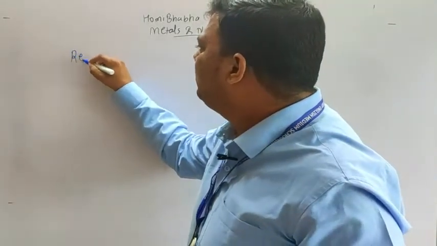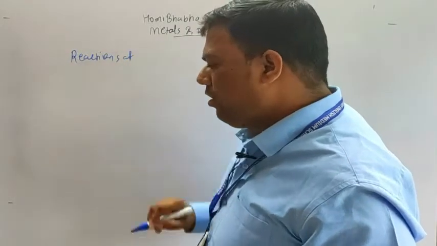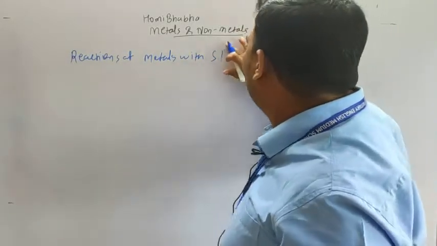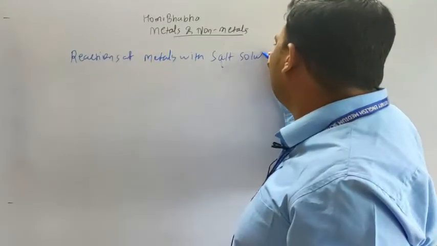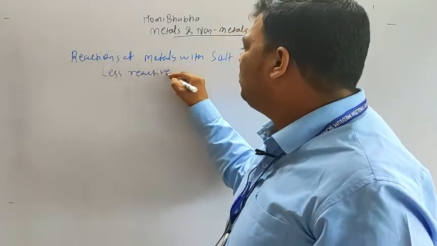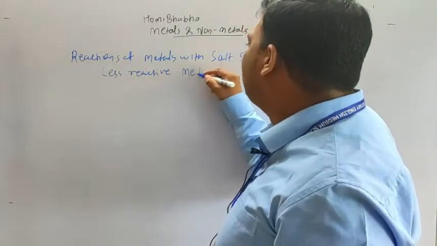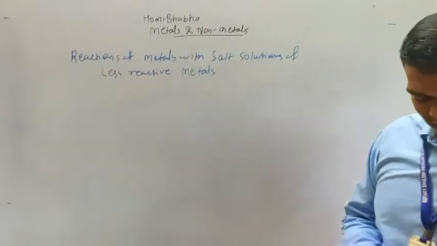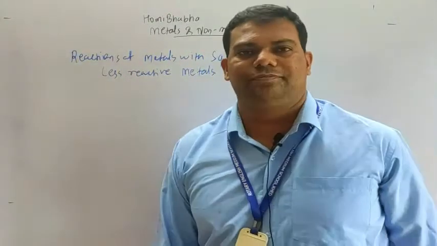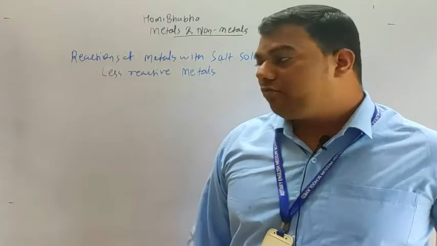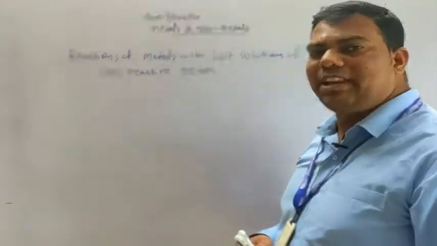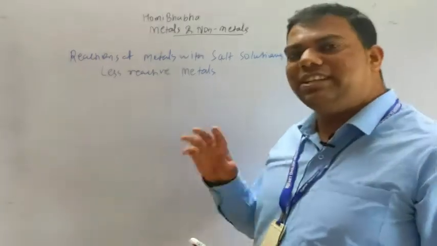See the heading: reactions of metals with salt solutions of less reactive metals. Here also, what does it mean, beta? A more reactive metal displaces a less reactive metal from its salt solution. What is the reaction of metals with salt solution? Sorry, here the more reactive metal displaces the less reactive metal from its salt solution.